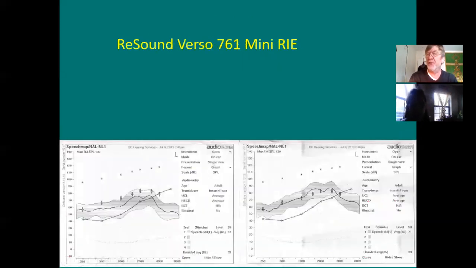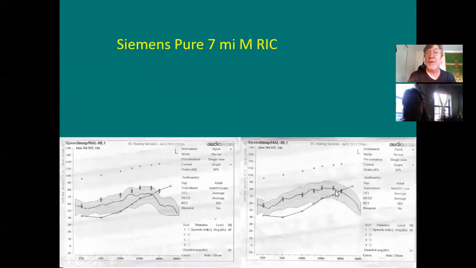Another student programming a ReSound Verso 761 mini receiver in the ear. Okay, first fit according to NAL 1. Now you're back at speech mapping again. And on the software, it looked rosy, rose-colored glasses. Moved it over to Real Ear. You're below targets here. Have to reprogram it to better match the targets.